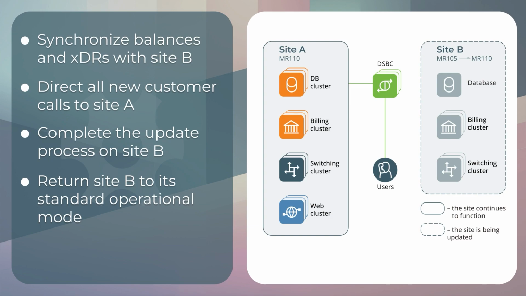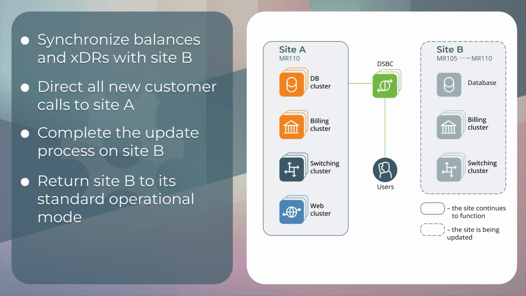Any calls in progress on Site B finish normally and without interruption, just like with the initial switch from Site A to Site B. When Site B has fully synchronized its data with Site A and there are no more ongoing calls, the update process begins again on Site B.